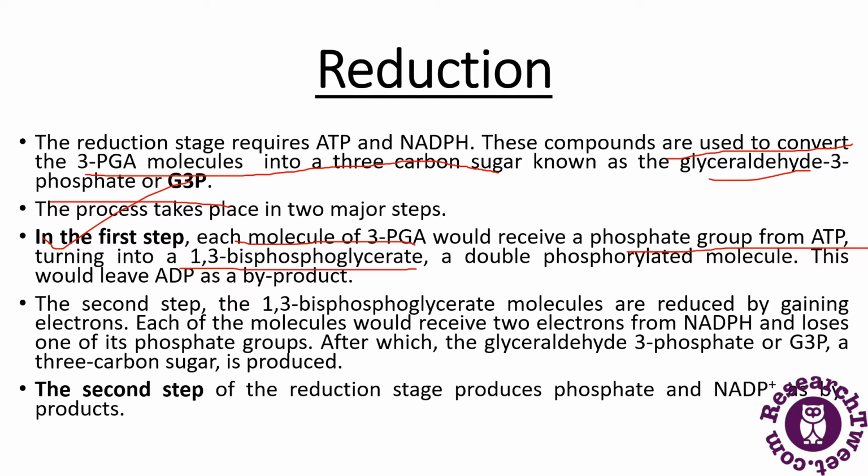The second step is that the 1,3-bisphosphoglycerate molecules are reduced by gaining electrons. Each molecule receives 2 electrons from NADPH, and loses one of its phosphate groups. After this, glyceraldehyde 3-phosphate or G3P, a 3 carbon compound, is produced. So in the second stage of reduction, it produces phosphate and NADP plus as byproducts. So this was about the reduction stage.